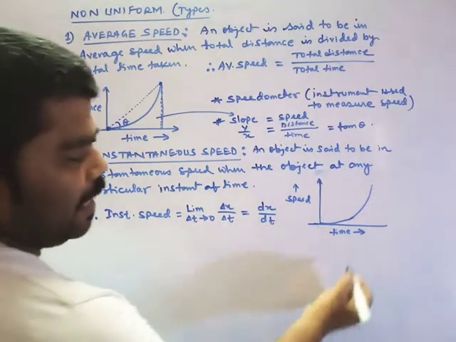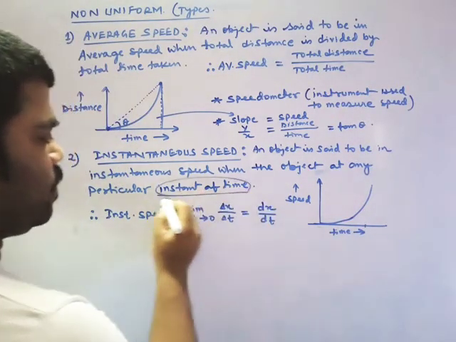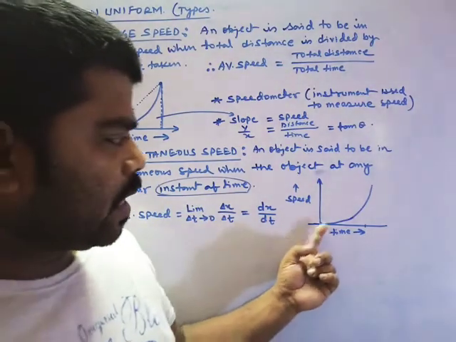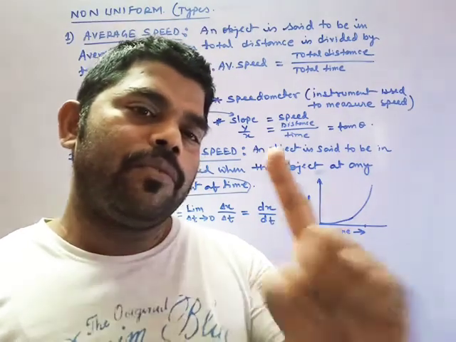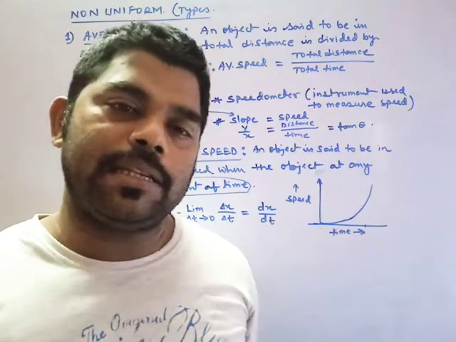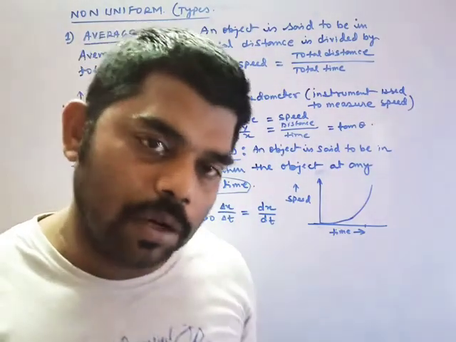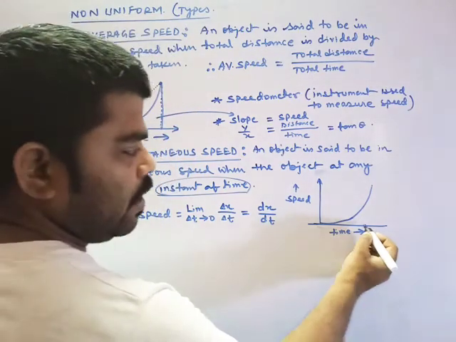Instantaneous means at any instant. Suppose at any instant of time, from starting to the ending there are so many times. At any particular time, whenever you ask what is my speed, that is called instantaneous. But it should be non-uniform, because in uniform it stays the same. Is it clear?